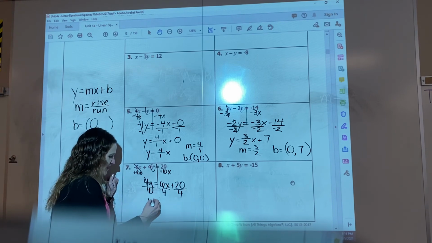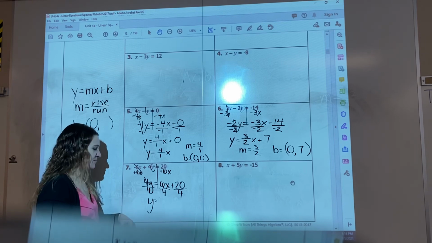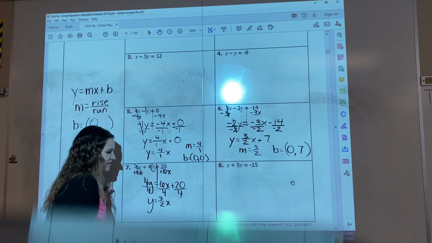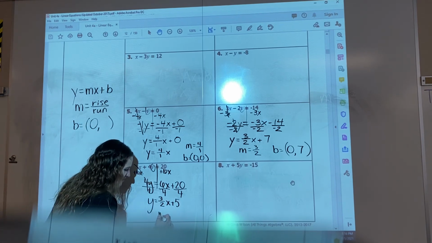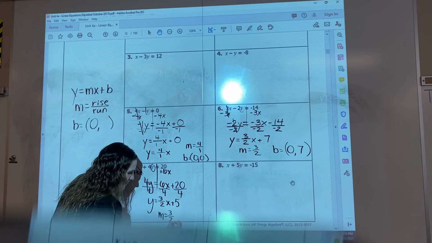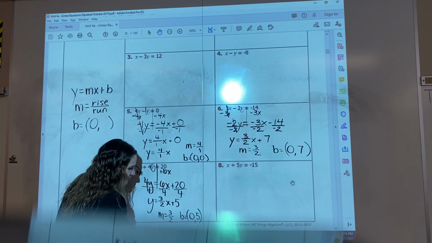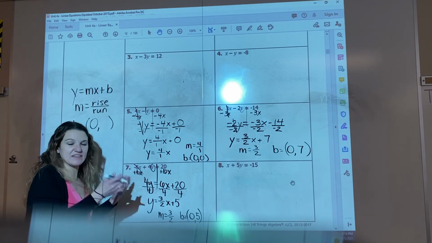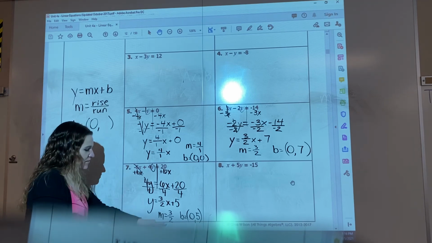These go away. I get y equals, and if I threw 6/4 as a fraction into my calculator, it would simplify to 3/2 x. And then 20 divided by 4 is a positive 5. Leaving my slope to be 3/2, and my y-intercept to be 0, 5. Now if you graph this line without simplifying your slope, you'd have the same line, but we definitely want to see you simplify to the lowest form with your slopes.